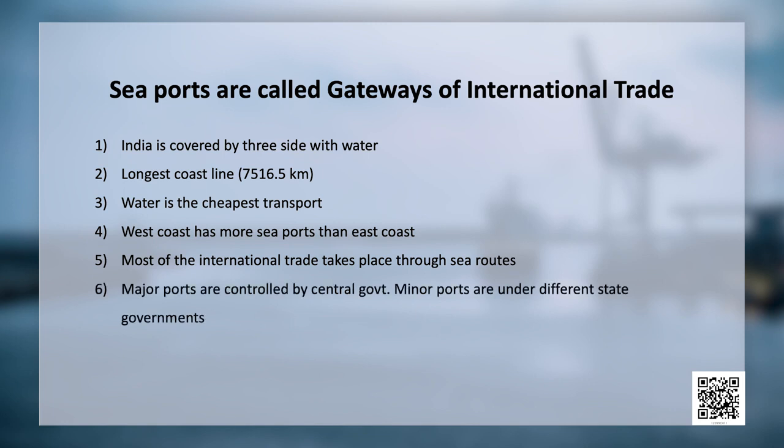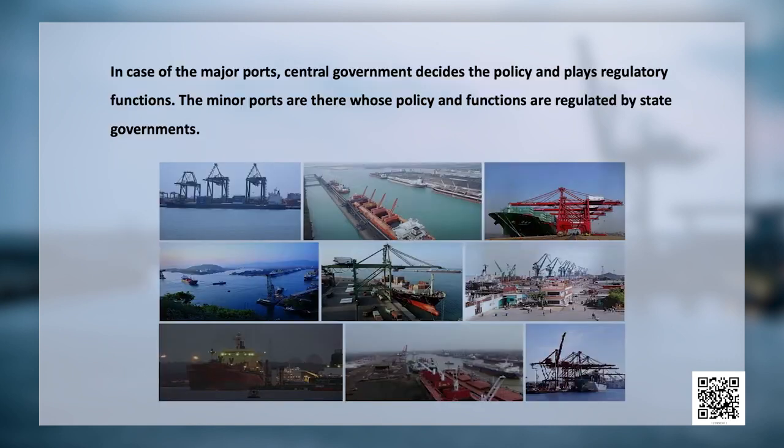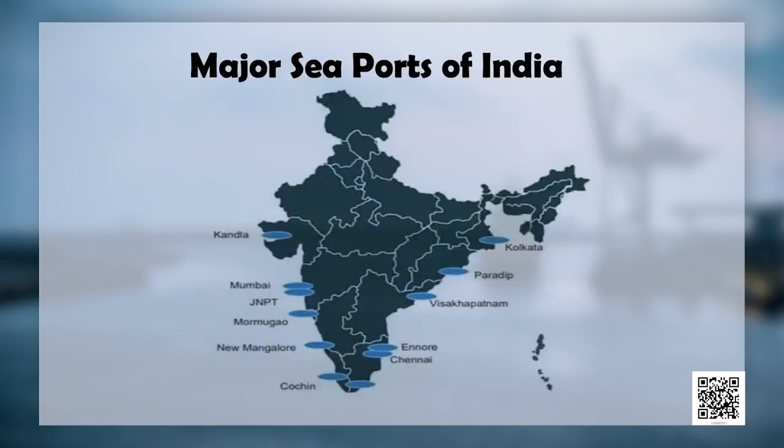Major ports are controlled by the central government. Minor ports are under different state governments. There are 12 major and 185 minor ports in India. Most of the ports are equipped with modern facilities. In the case of major ports, the central government decides the policy and plays regulatory functions. The minor ports are those whose policy and functions are regulated by state governments. So, let's know about the major ports of India.